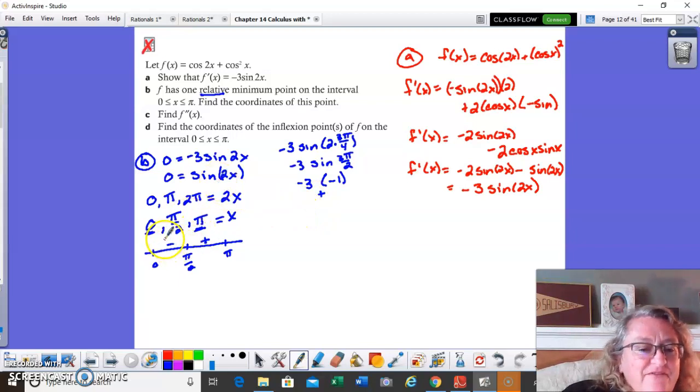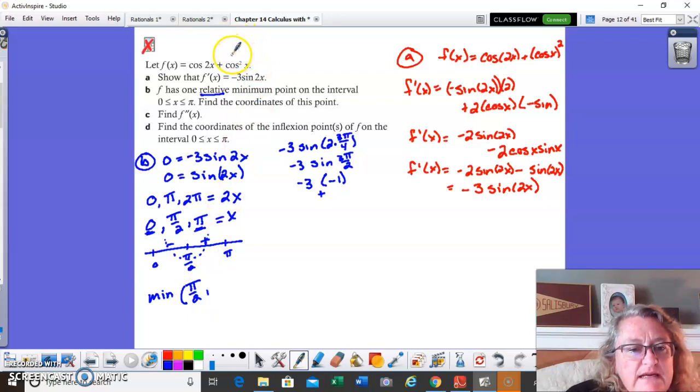All right, so we're going from negative to positive, so that is a minimum. We've got a minimum at pi over 2. Now I put that pi over 2 back in my original function to get the y value.